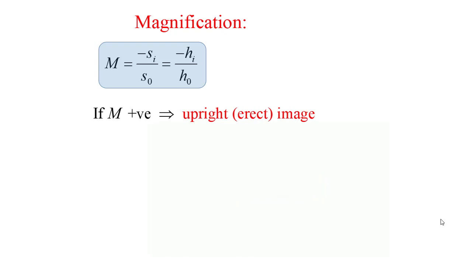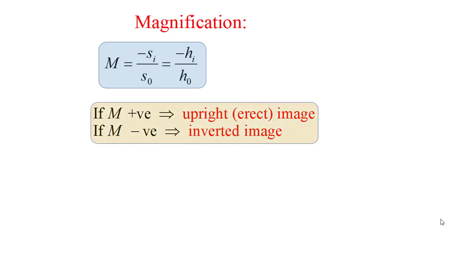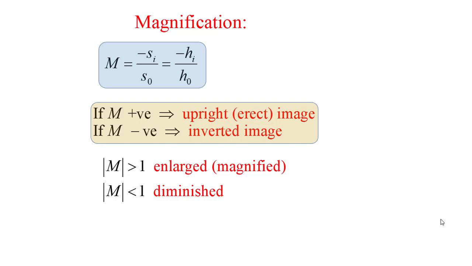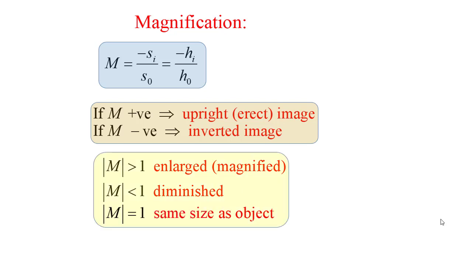If M is positive, this implies that our image is an upright or erect image. If M is negative, the image is an inverted image. Moreover, if the absolute value or the magnitude of our M is greater than 1, the image is enlarged or magnified. And if the magnitude of our magnification is less than 1, that is 0 point something, it is diminished. If M is exactly equal to 1, it will be the same size as the object.